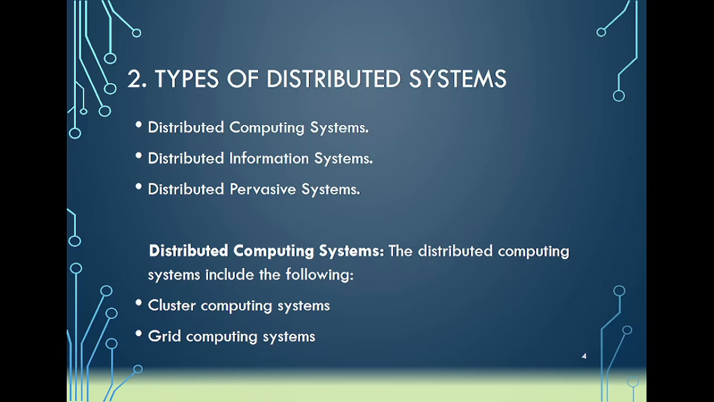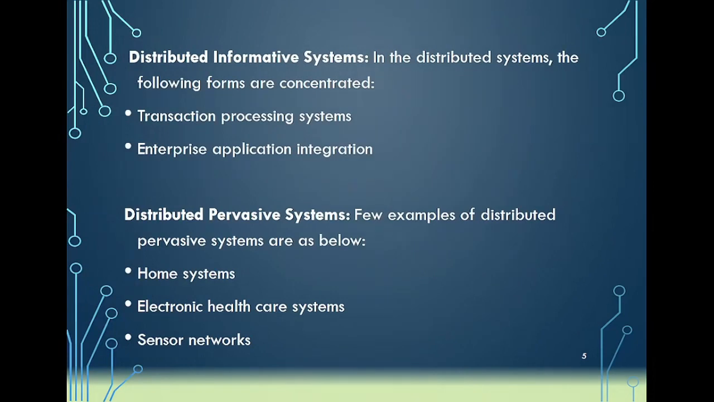Right, examples are mobile based kind of systems. I will also refer to them as ubiquitous systems. So we're going to look at that. As mentioned, we have different categories of distributed informative systems, as you can see, enterprise application integration. The pervasive systems could include home systems. Yeah, I can mention them.